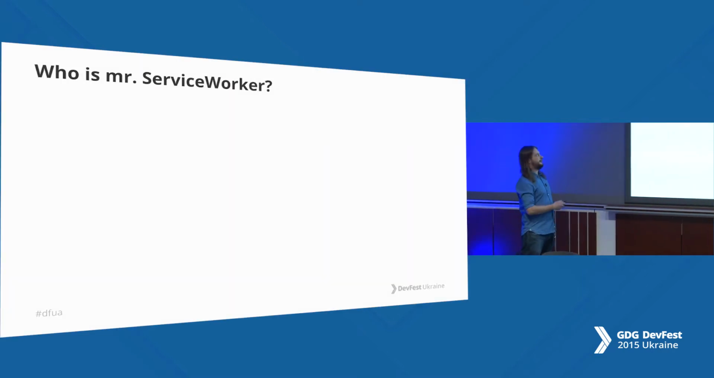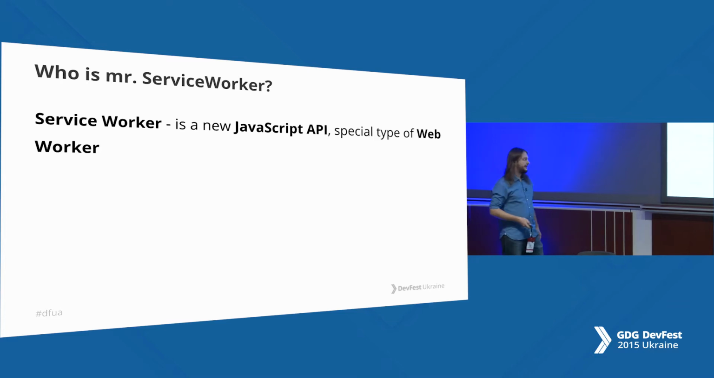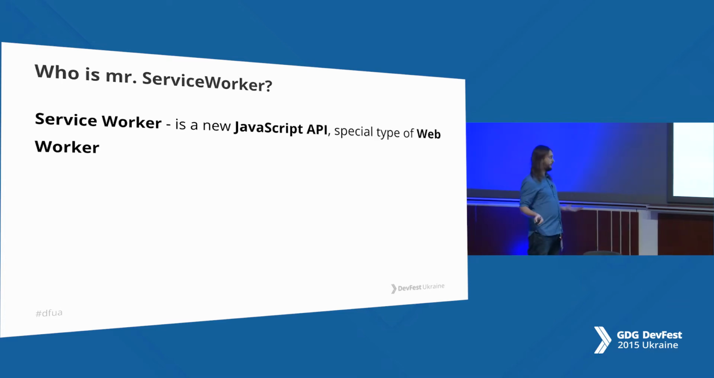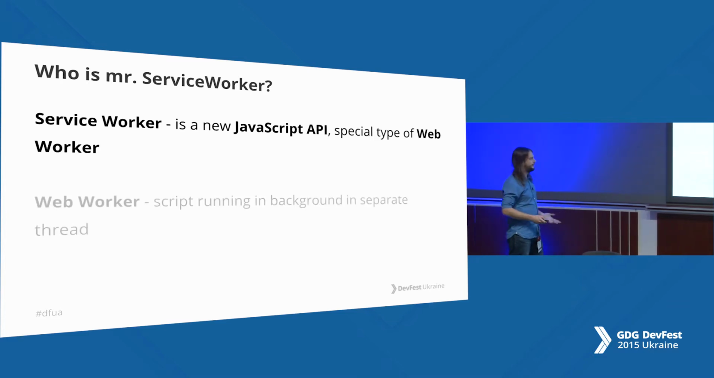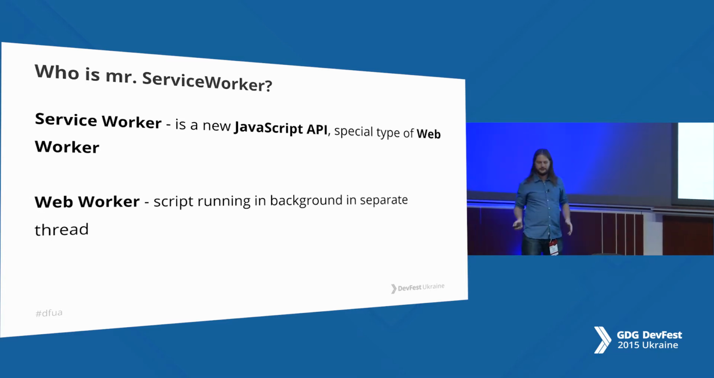Well, service worker first is a new JavaScript API and is a special type of web worker. And the logical question is, what is web worker? And web worker is a script running in background in separate thread. So the brief history of service worker is as follows.